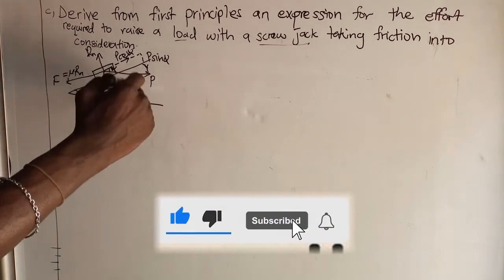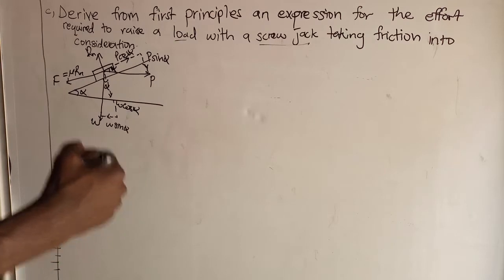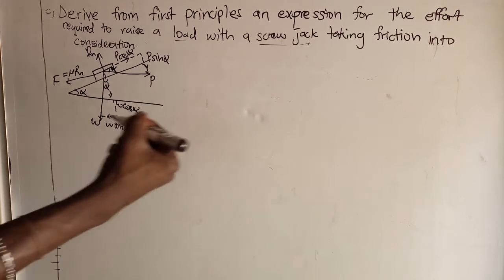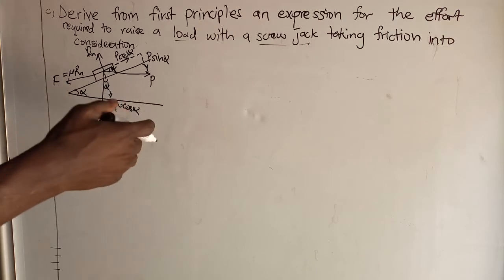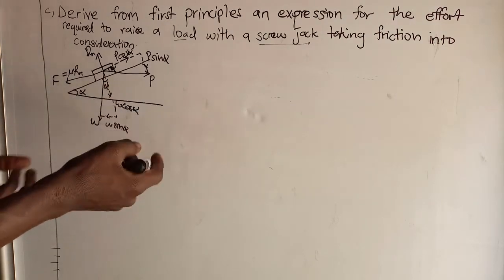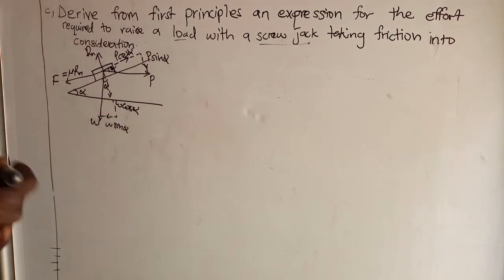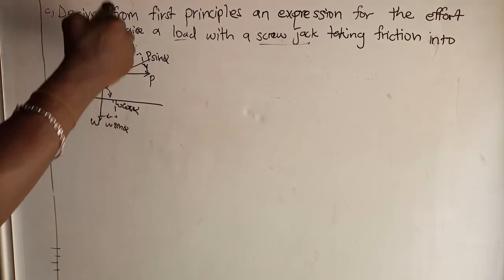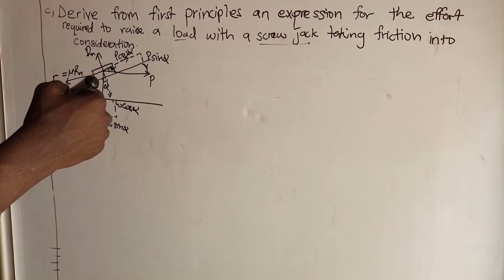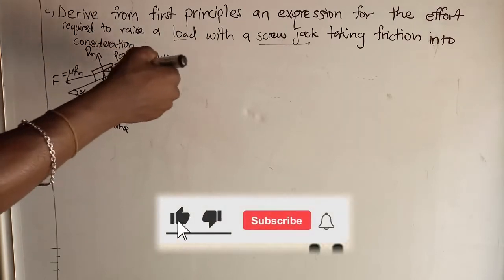P represents the effort applied on the hand of the screw, and it is applied in the horizontal direction so as to lift the load upwards. W is the weight of the load and it acts downwards, and R is the normal reaction of the load and it's perpendicular to the plane.